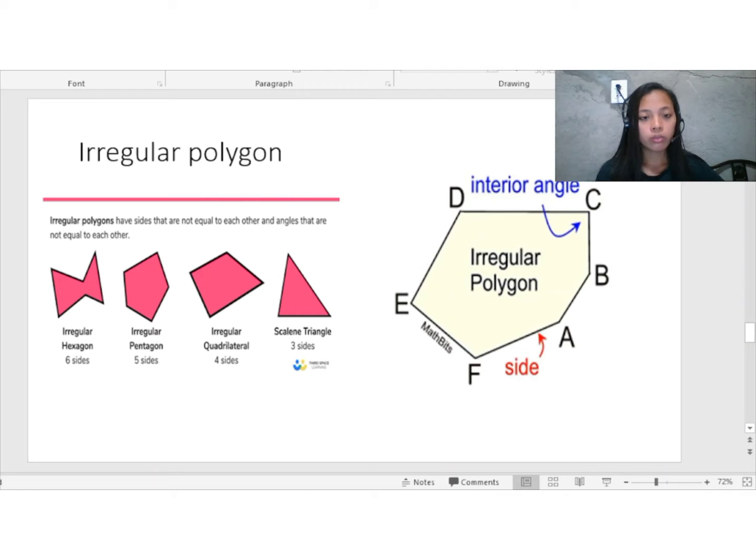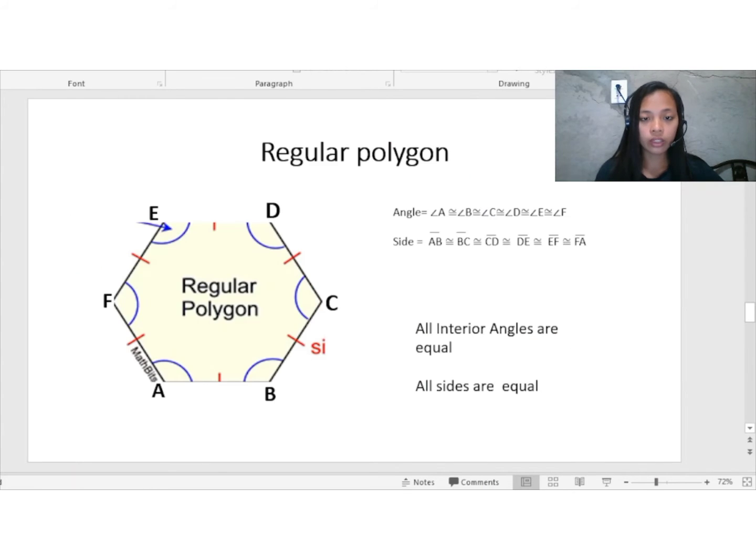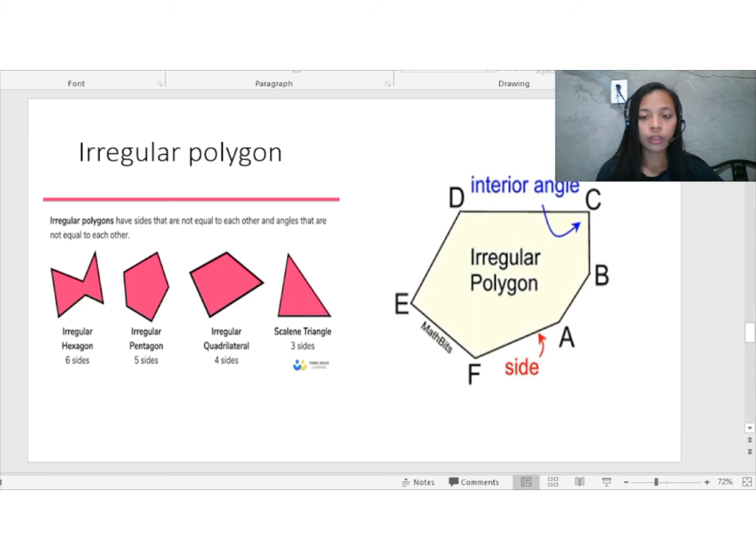The difference between irregular polygons and regular polygons is that irregular polygons are the opposite of the characteristics of regular polygons. The regular polygons are all equal: interior angles are equal and all sides are equal, while irregular polygons have sides but they are not equal.